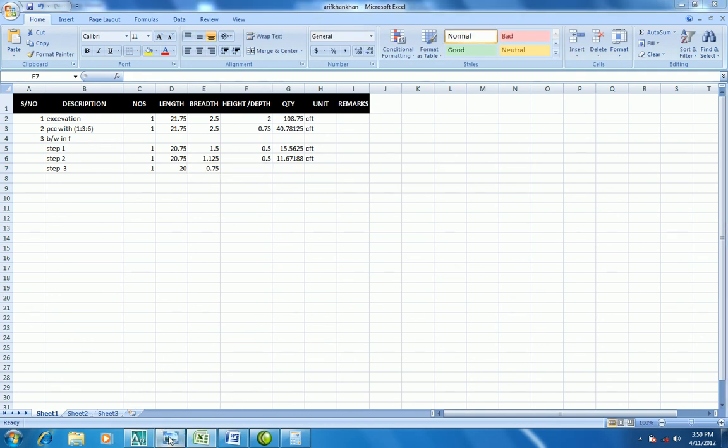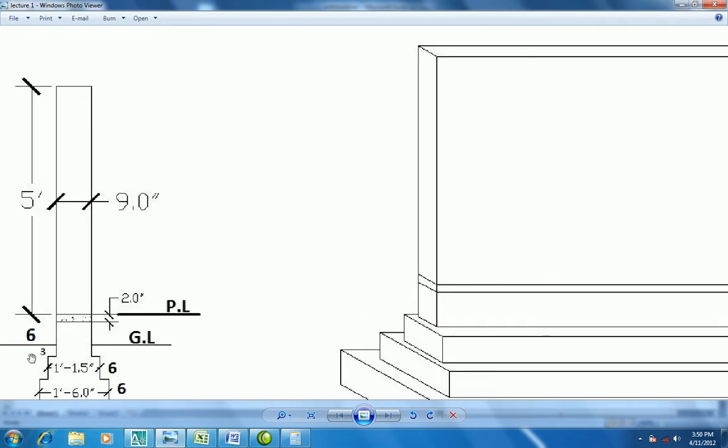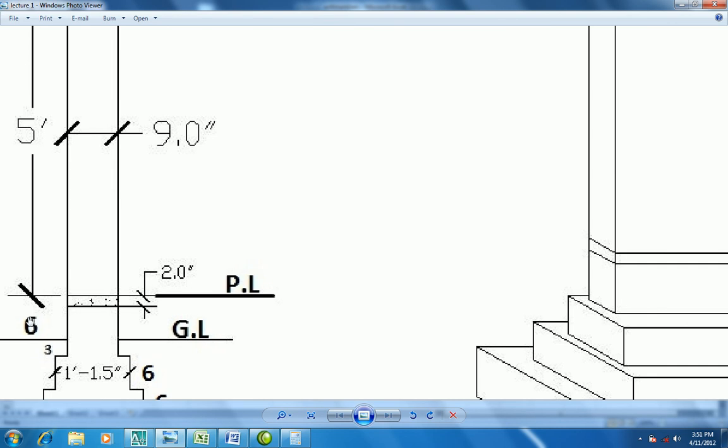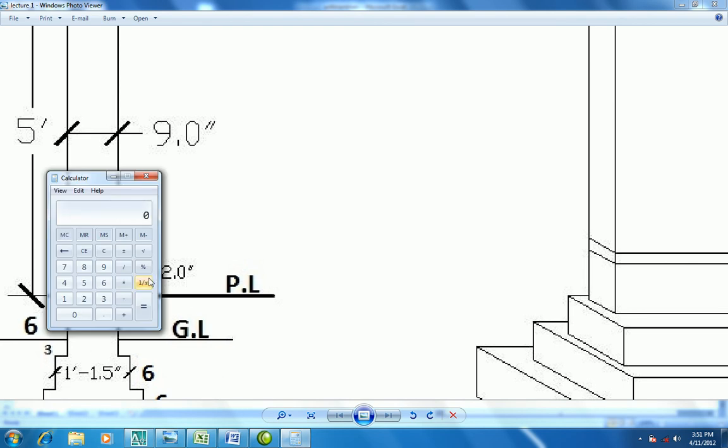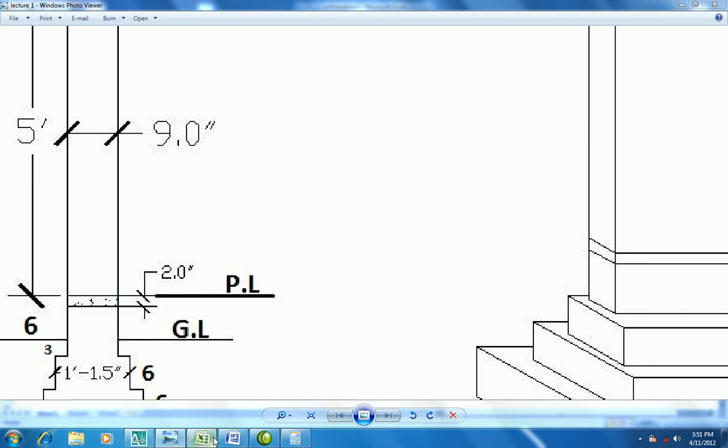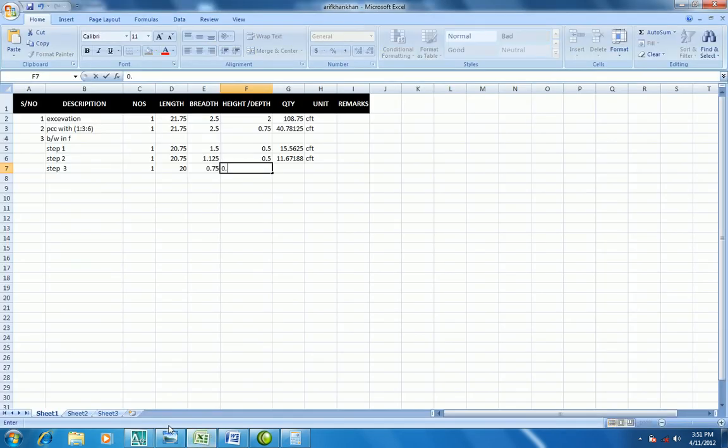And its height is 3 inches below the ground level and 6 inches above the ground level, so it will become 9 inches. So 9 divided by 12 will become 0.75. Let me write 0.75 here. So now let me calculate them. It gets calculated itself. Alright, see here. It is good.